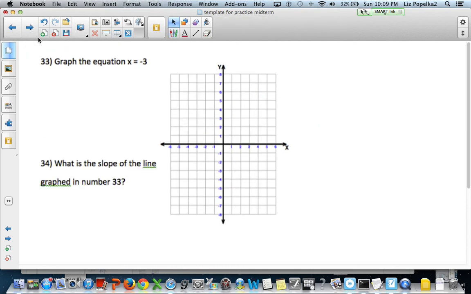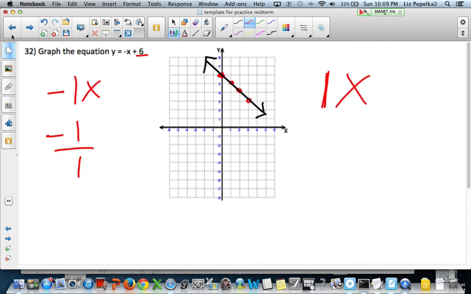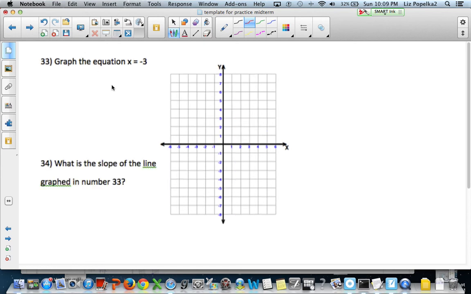The last section has some special cases, and this is our most recent thing that we've learned in class. What to do when you don't have every other equation we've graphed so far has an x and a y in it. This time I only have an x. What that means is that no matter what, your x value is always a negative 3.